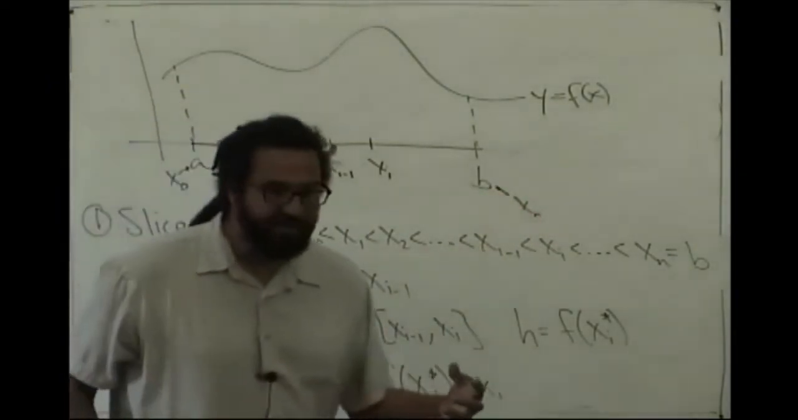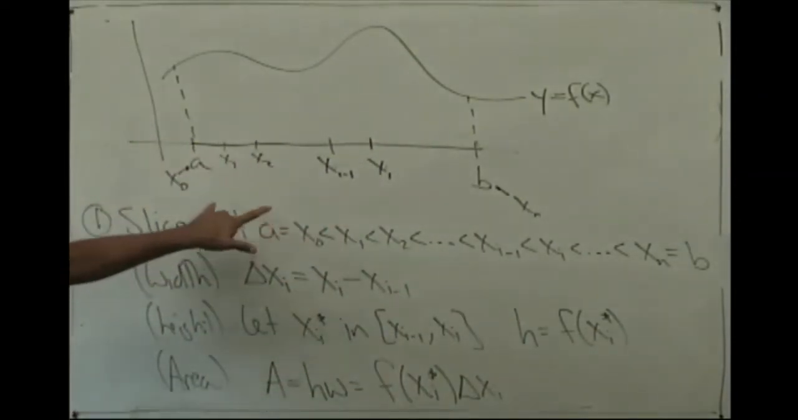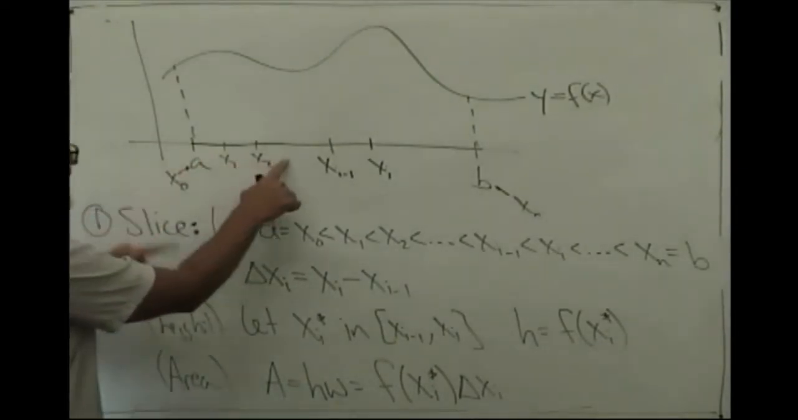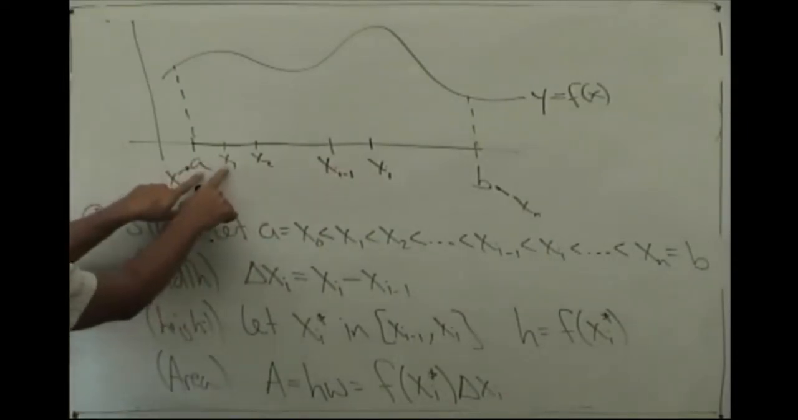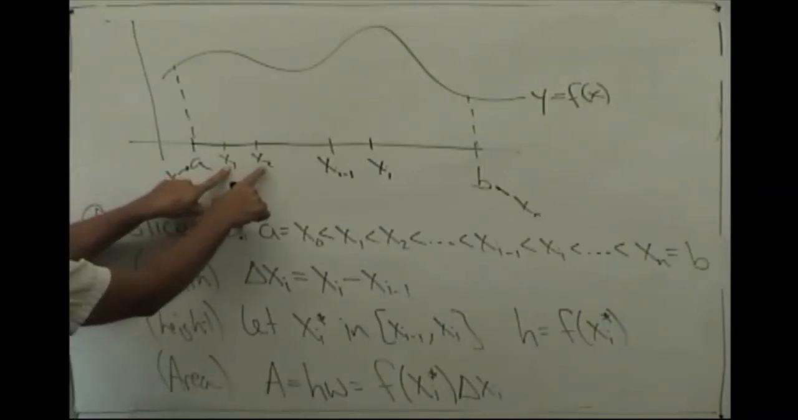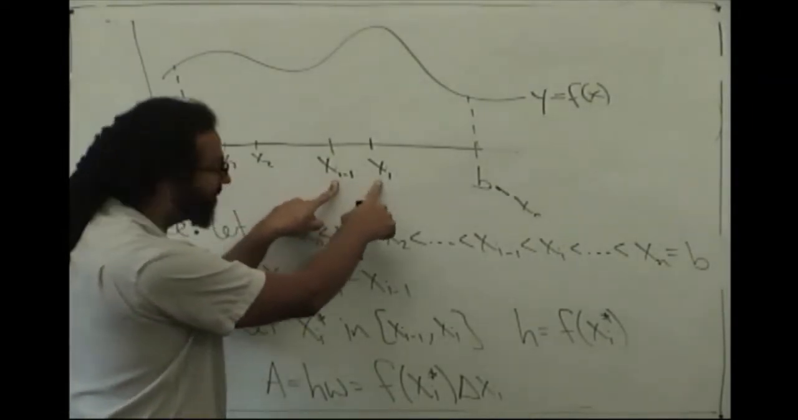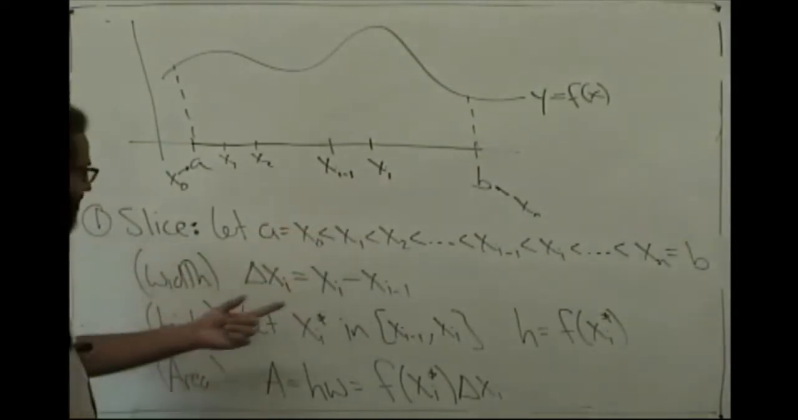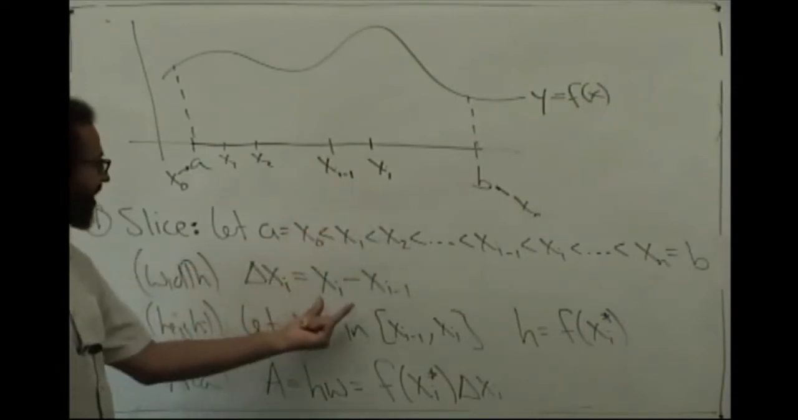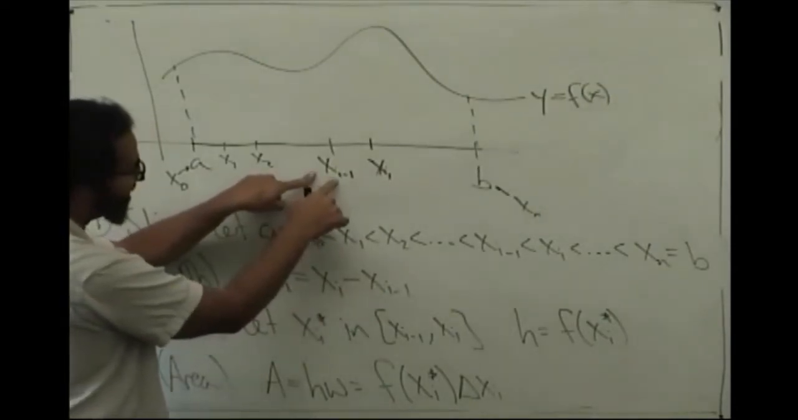I am going to use n rectangles in order to approximate this area, and we'll have a notation for that. The width of the first subinterval is just x1 minus x0. The width of the second subinterval is x2 minus x1. In general, the width of the ith subinterval, delta x sub i, the change in x, is equal to x sub i minus x sub i minus 1.